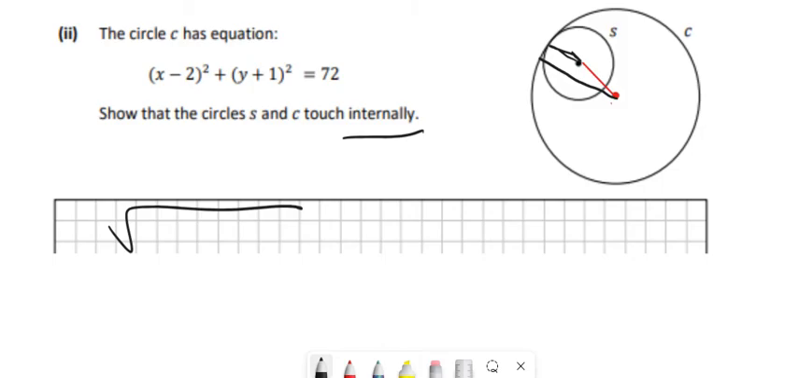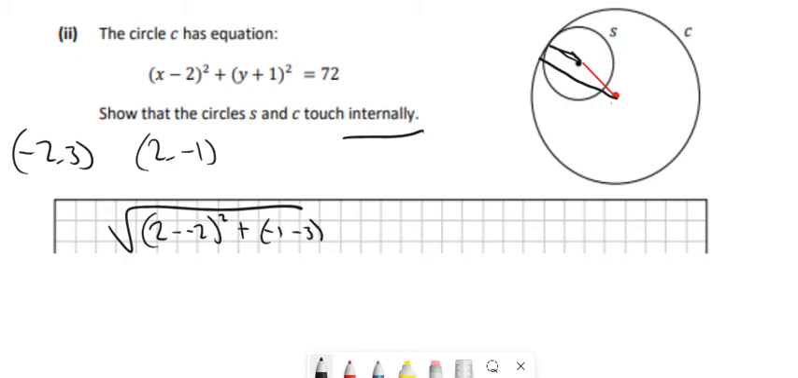The centre of this circle is 2, minus 1. The centre of the other circle was minus 2, 3. We found that last part. And we just use the distance between 2 points: x2 minus x1 squared plus y2 minus y1 squared. That's going to be 2 minus minus 2 squared plus minus 1 minus 3 squared. That gives me root 32, I think. And that's the same thing as 4 root 2.